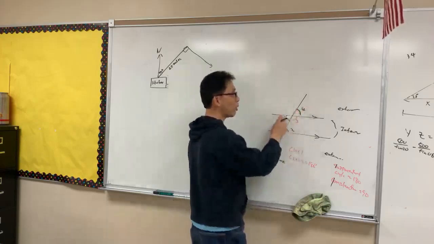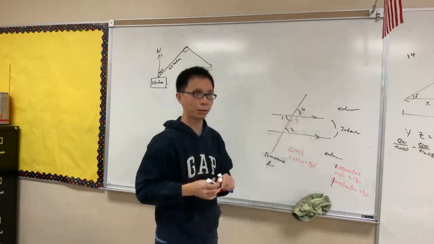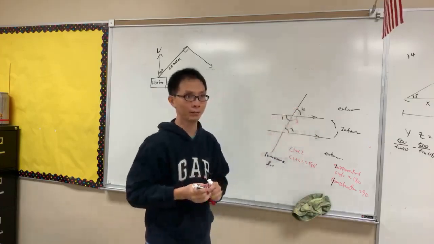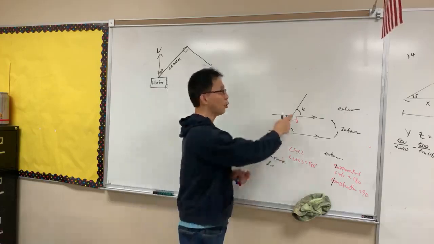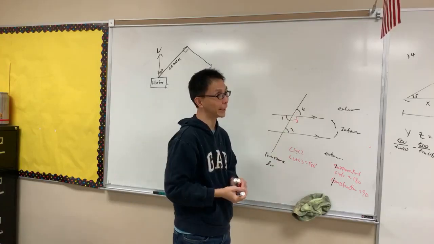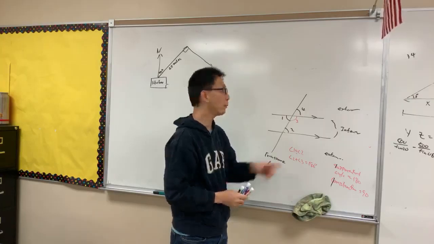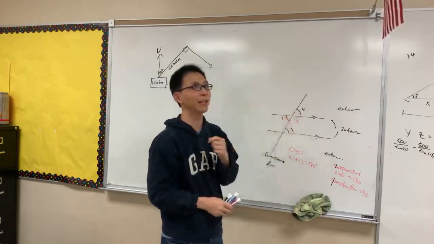Angle 1 is equal to angle 4. That's called vertical angles. What does it mean that 4 is equal to 2? Yes, 4 is equal to 2 is called corresponding. Angle 4 and angle 2 are corresponding angles.